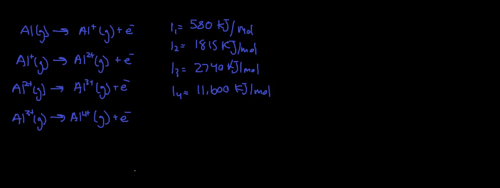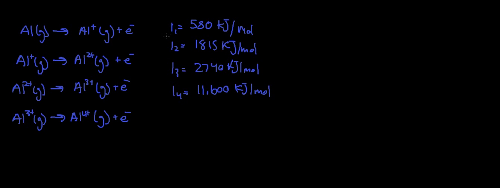The ionization energy is the amount of energy required to remove an electron from something. Here I have aluminum, and if I want to remove an electron to get an aluminum cation, I need to spend 580 kilojoules per mole of aluminum. If I take this cation and I want to remove another electron from it, then I need to spend 1,815 kilojoules per mole to do this.